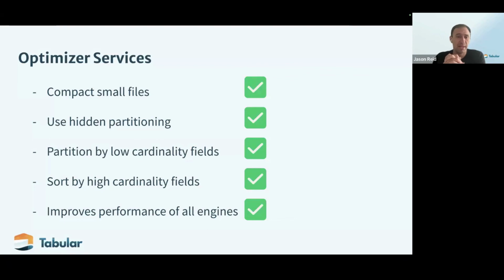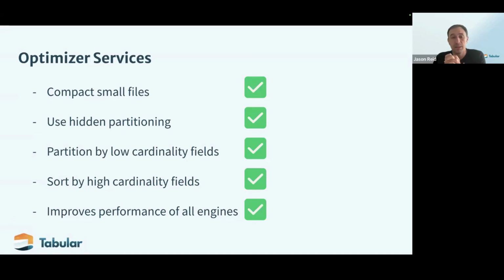Taking advantage of partitioning, sorting, all that stuff is handled by Tabular's optimizer. Again, we are able to see the scans that happen against your Iceberg tables when queries are being run. We know which predicates are being used across different queries, and we can really auto cluster and line up the physical layout of your Iceberg table to maximize the performance of those queries, as well as reduce the size of your data on disk.